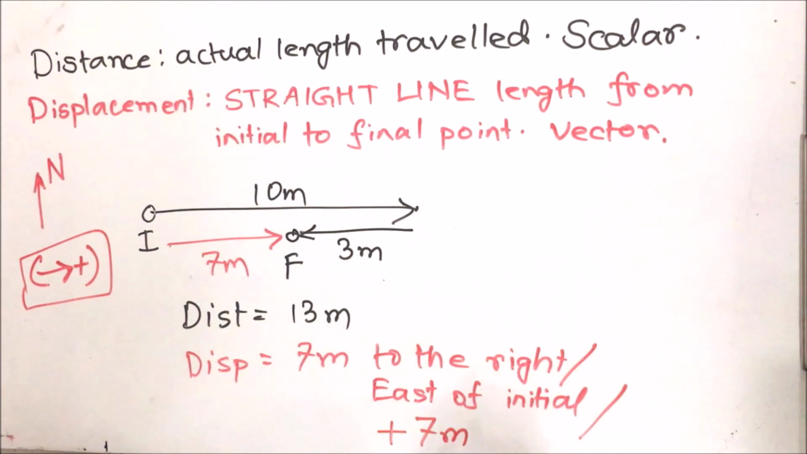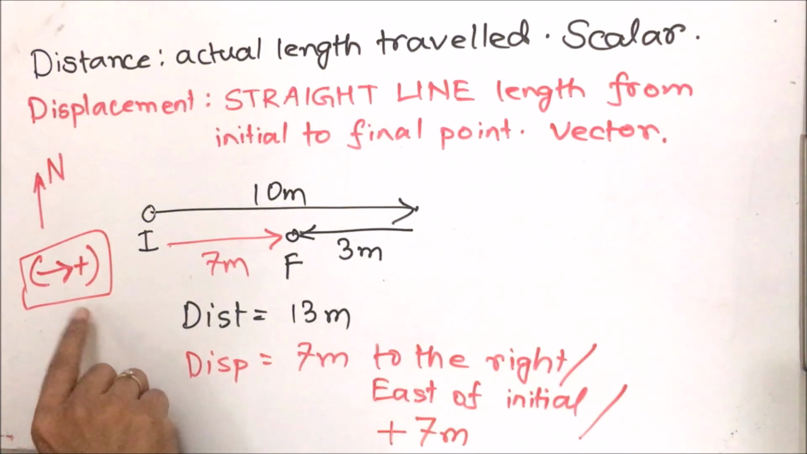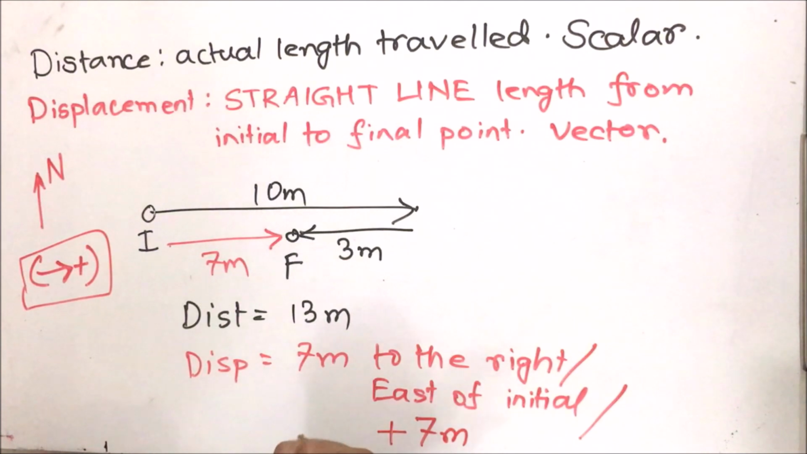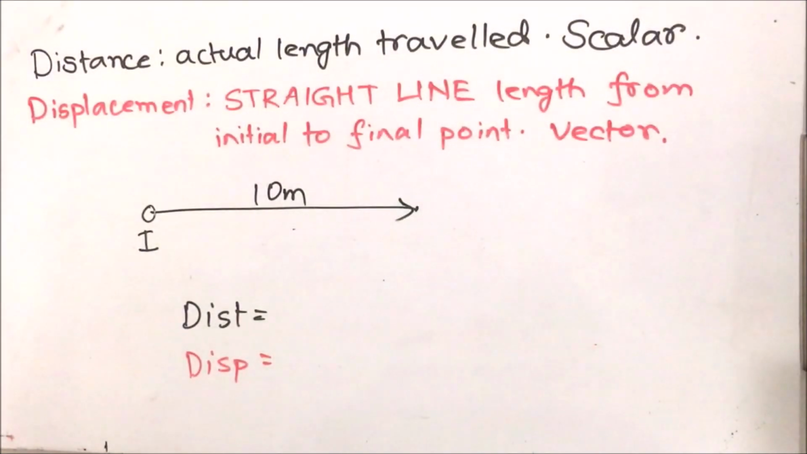Or you can specify a sign convention before starting the sum and say that I will take the rightward direction as positive and say that I have displaced myself positive 7 meters. This positive means right. And how does the examiner know that this positive means right? Here you have specified before starting the sum that positive means right direction. Now we will look at an example where we will have a negative displacement.